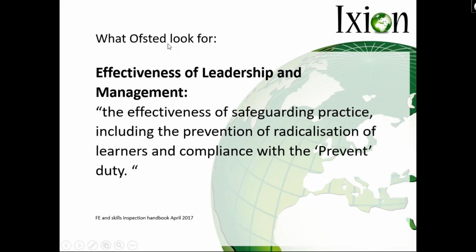So in terms of what else Ofsted will look for under effectiveness of leadership and management, the effectiveness of safeguarding practice, including the prevention of radicalisation of learners and compliance with the PREVENT duty. That is taken from the FE and Skills Inspection Handbook, which you have the link on a previous slide for.